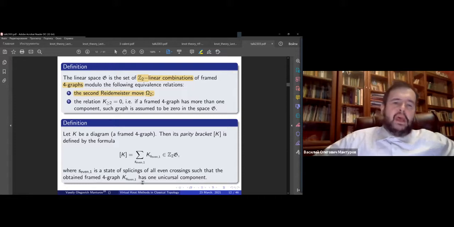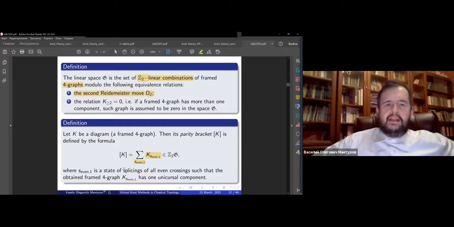So what does it mean? Actually, I look at even crossings and I smooth them either way, in the way we are doing for the Kauffman bracket. And I want to concentrate only on smoothings which give me just one component. So I completely disregard smoothings having more than one component. And I want just to count them as diagrams, maybe up to Reidemeister 2 move, with Z2 coefficients. So this is the formal definition of my bracket.